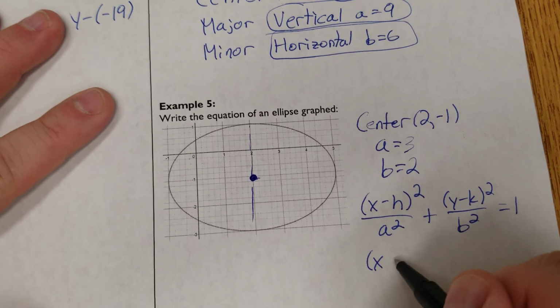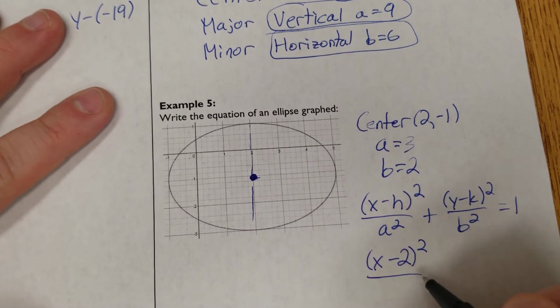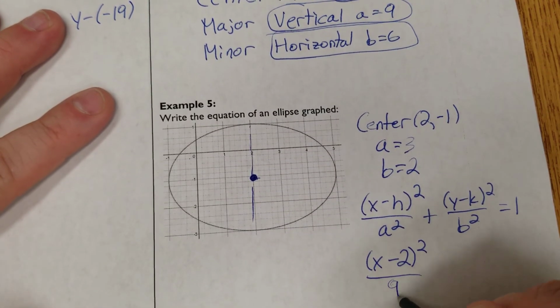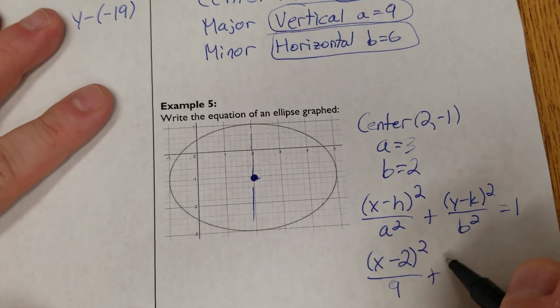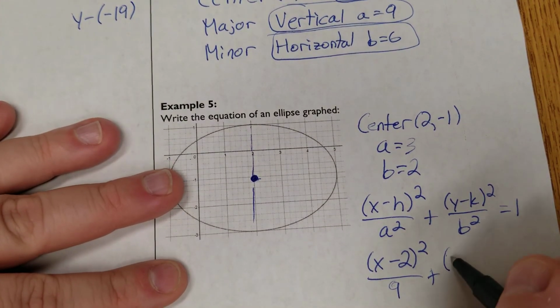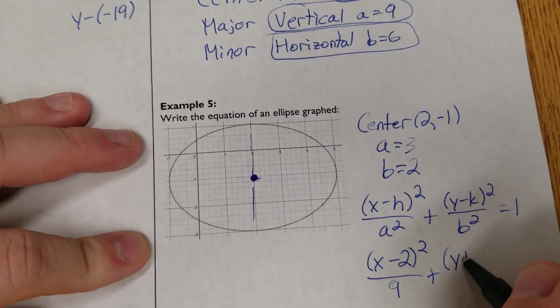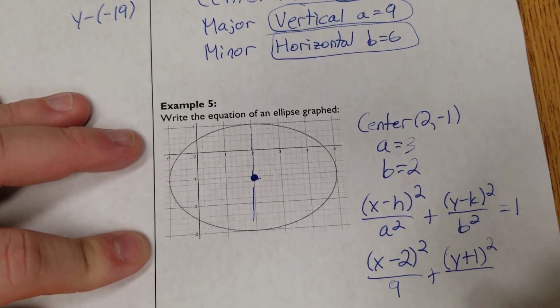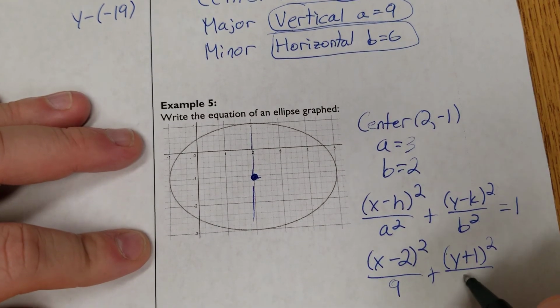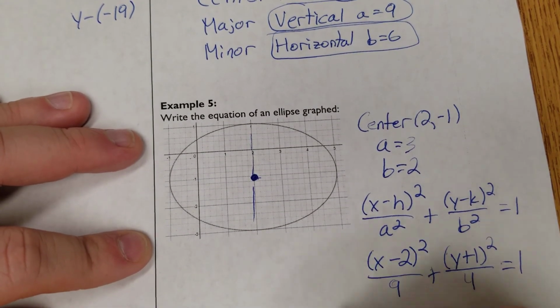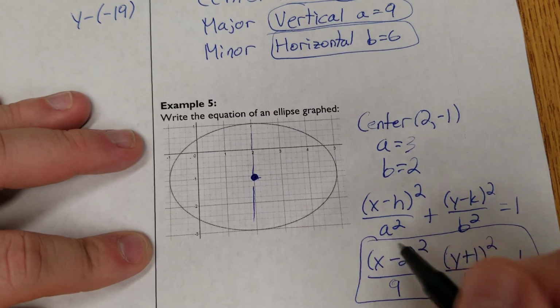So x minus 2 squared is good to go. A was 3, so it must be over 9. We have y minus k squared, but y minus negative 1 will get its sign change, y plus 1 squared. Minor was 2, so squared makes it 4, and equal to 1. Equation is always equal to 1.